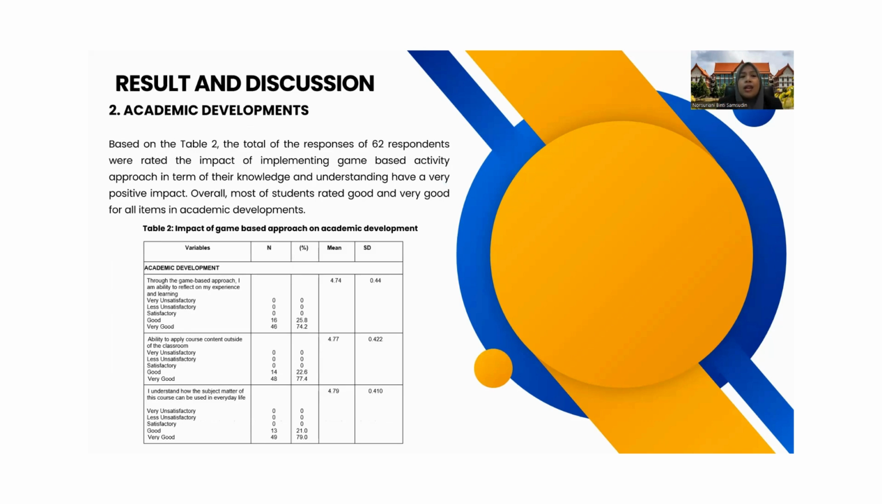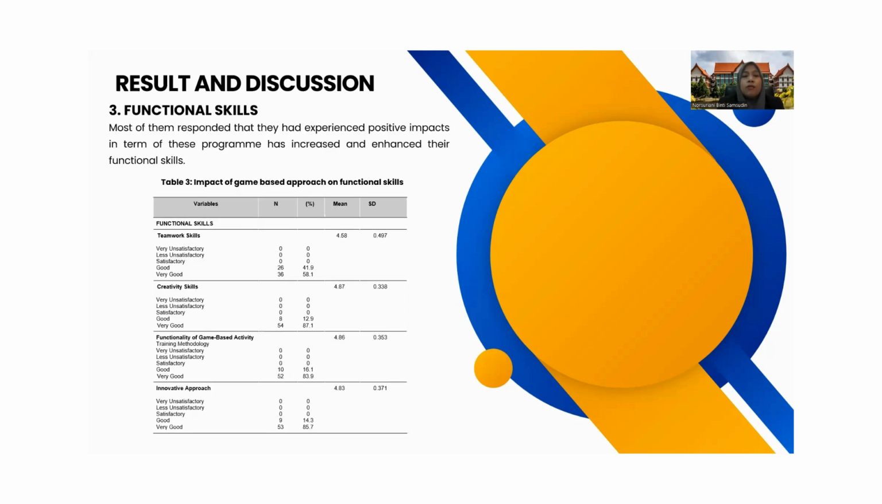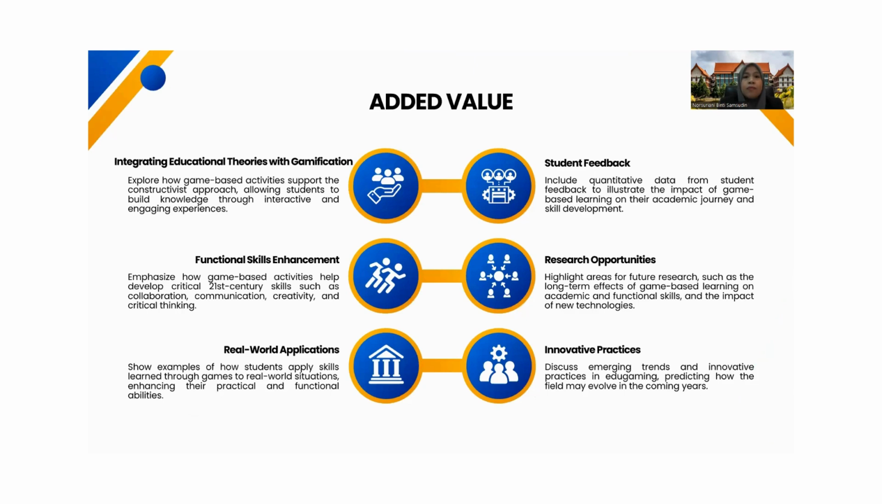And regarding academic development, based on table 2, it is shown that in terms of their knowledge and understanding, there was a very positive impact. Overall, most of the students rated good and very good for all items in academic development. For the functional skill, most of them responded that they experienced a positive impact, in that this program has increased and enhanced their functional skill.